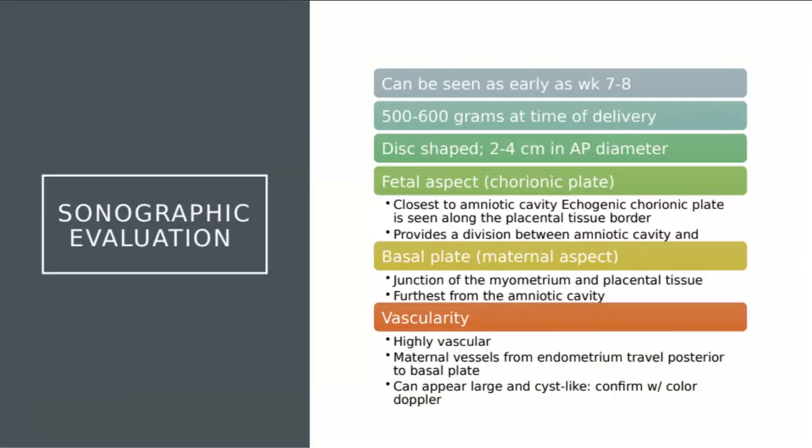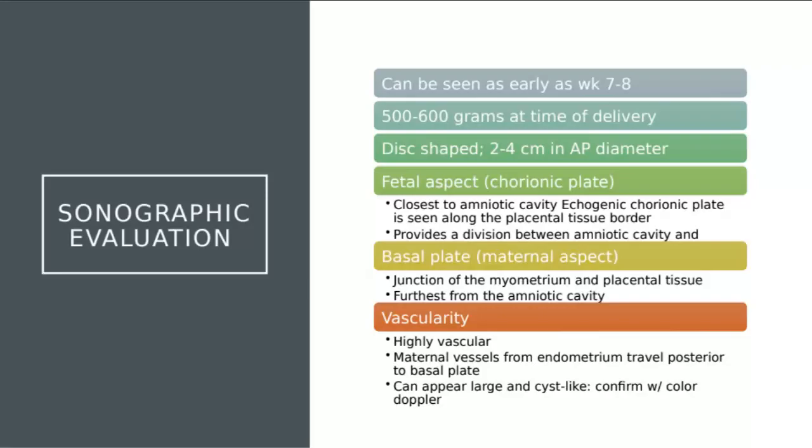So the placenta itself is going to be highly vascular, and that's going to be from all of those maternal vessels that are feeding it. So it's kind of going from the myometrium into the endometrium, or what is now the decidual tissue, and it's going to travel towards that fetal aspect, so towards the chorionic plate.